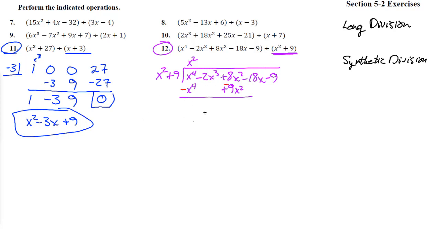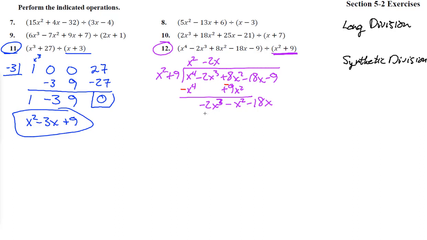So subtract, that goes away. Negative 2x cubed just flies right down here. 8 minus 9 is a negative 1x squared, and then drop down the next term, negative 18x. All right, so x squared goes into negative 2x cubed. Oops, that's an x cubed. X squared goes into negative 2x cubed, negative 2x times.